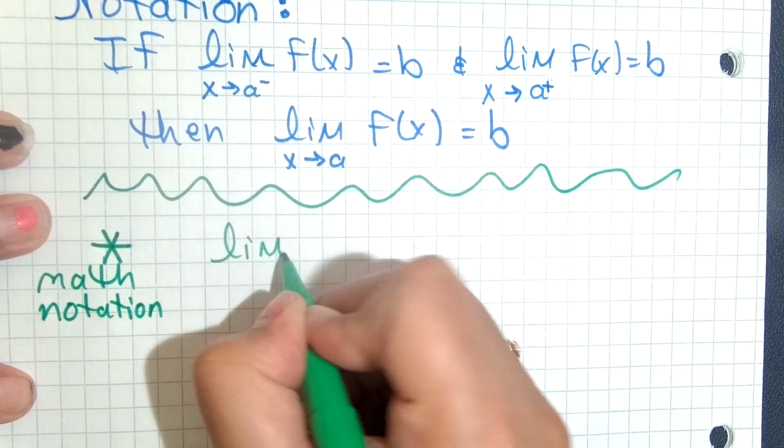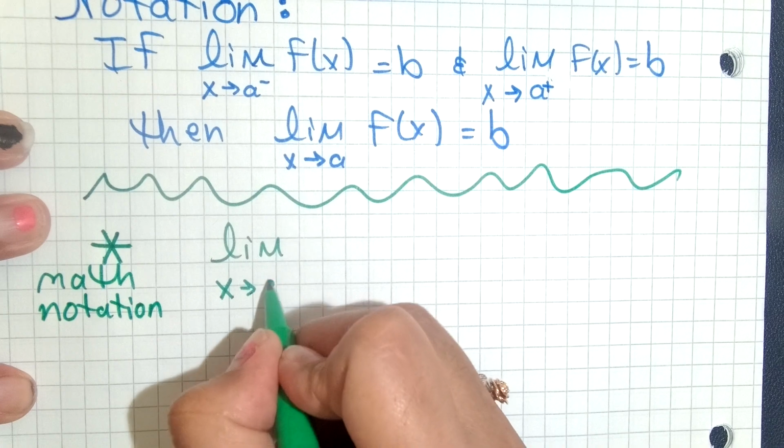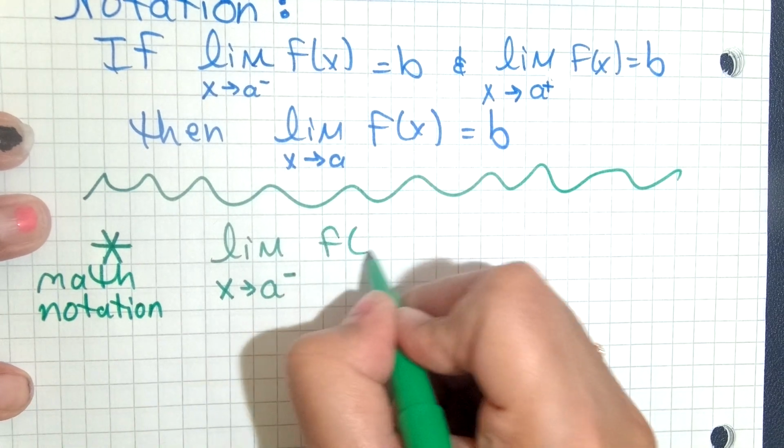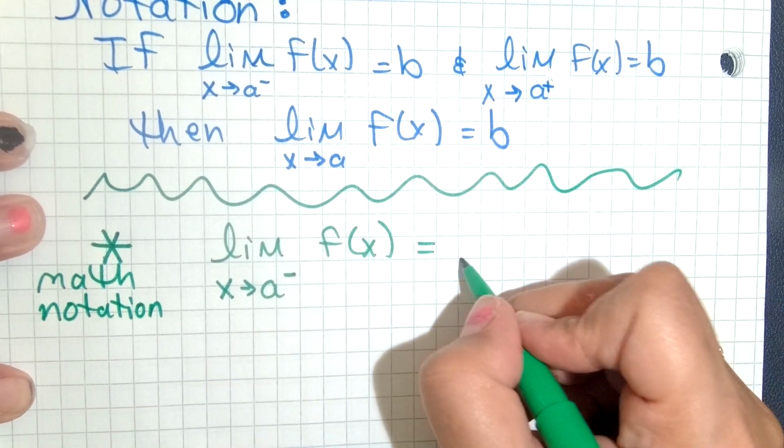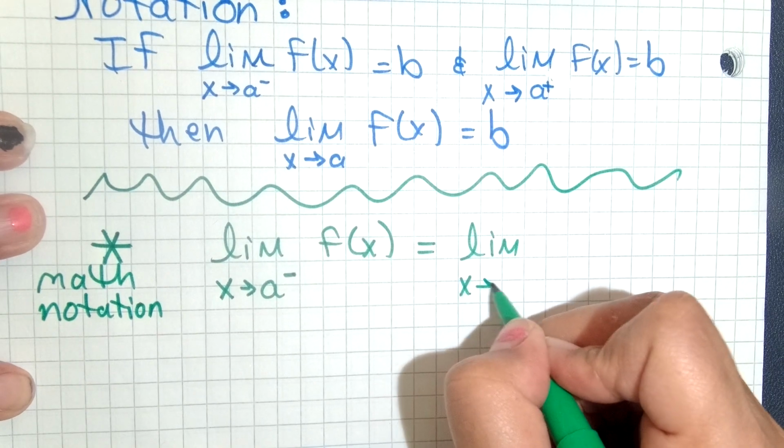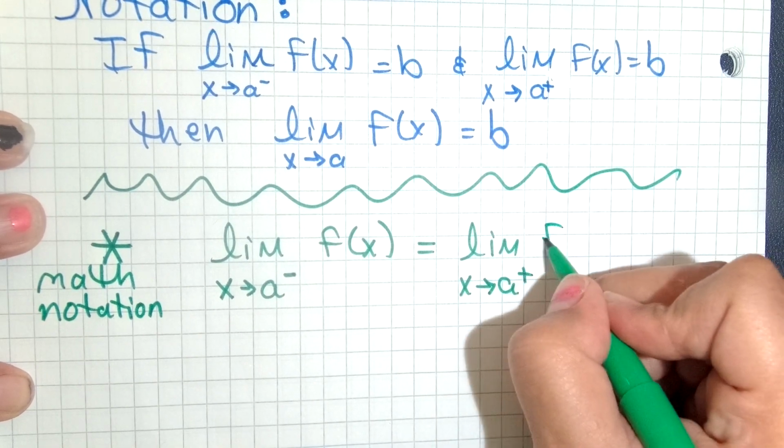The limit as x approaches a from the left of f of x is equal to the limit as x approaches a from the right of f of x.